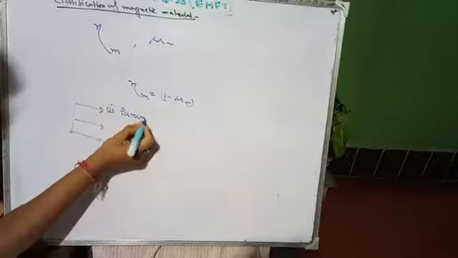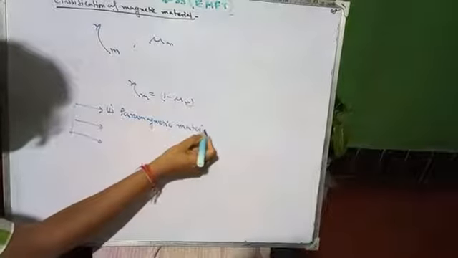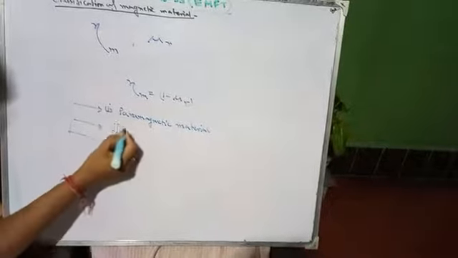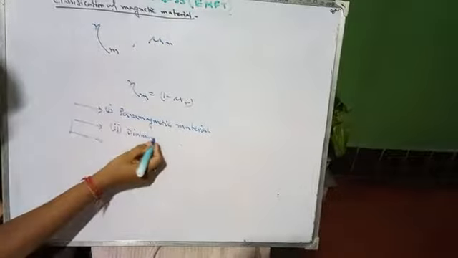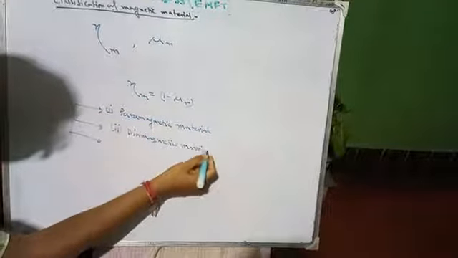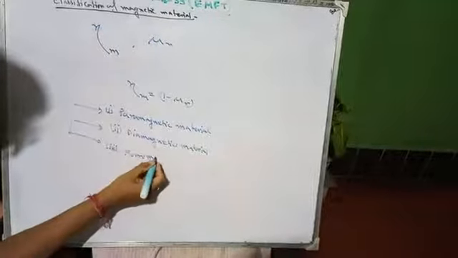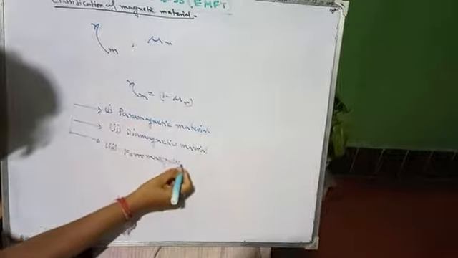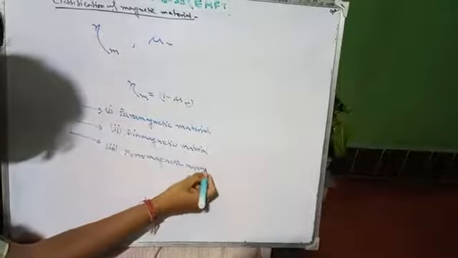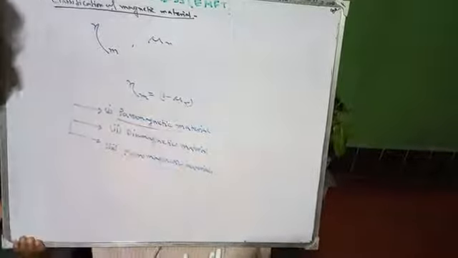First one, paramagnetic material. Second one will be diamagnetic material. And third one will be ferromagnetic material. Okay, so you have to write one by one, and I will also discuss one by one. So first one, paramagnetic material.